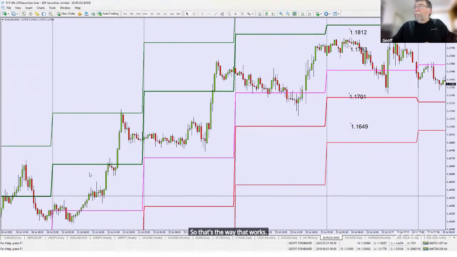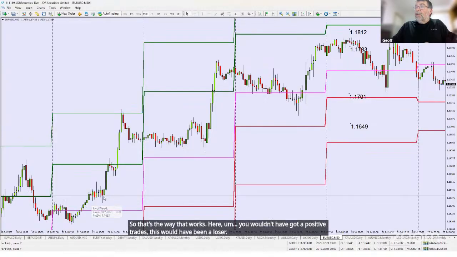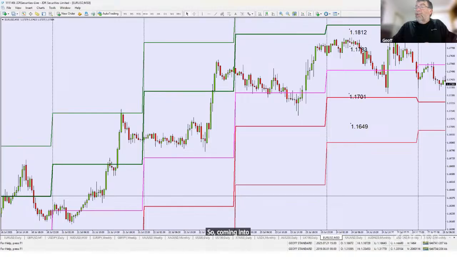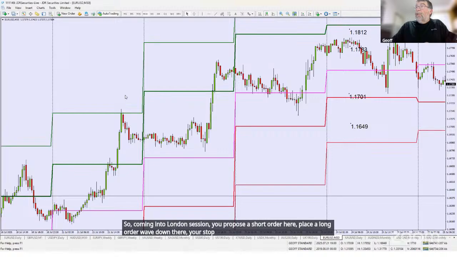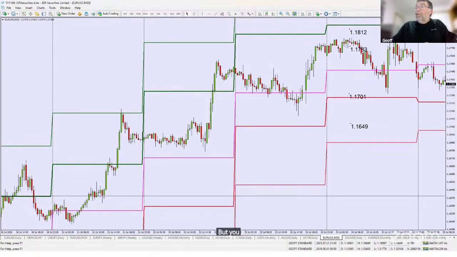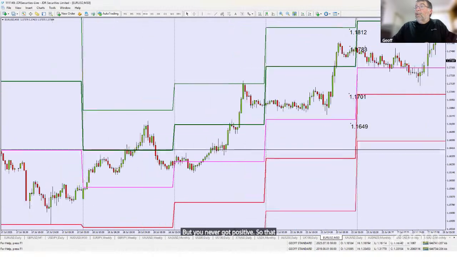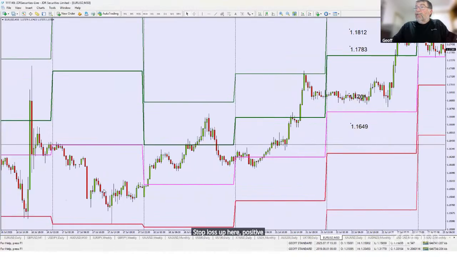Here, you wouldn't have got a positive trade, so this would have been a loser. So coming into London session, you place a short order here, place a long order way down there. Your stop loss is up here somewhere, but you never got positive, so that would have been a loser. This one here, however, you would have had an entry here short, stop loss up here, positive close here, close the trade. Exactly the same thing here. You have a buy order here, positive close, you close the trade.